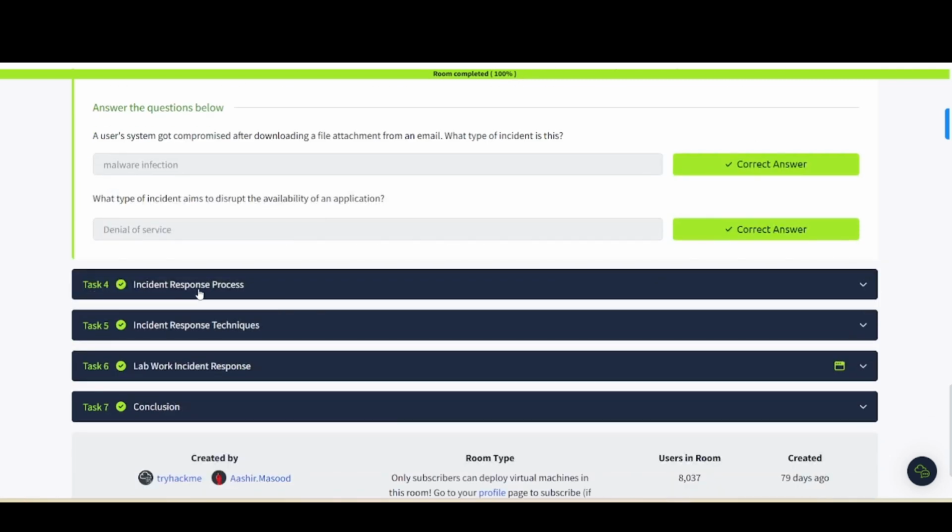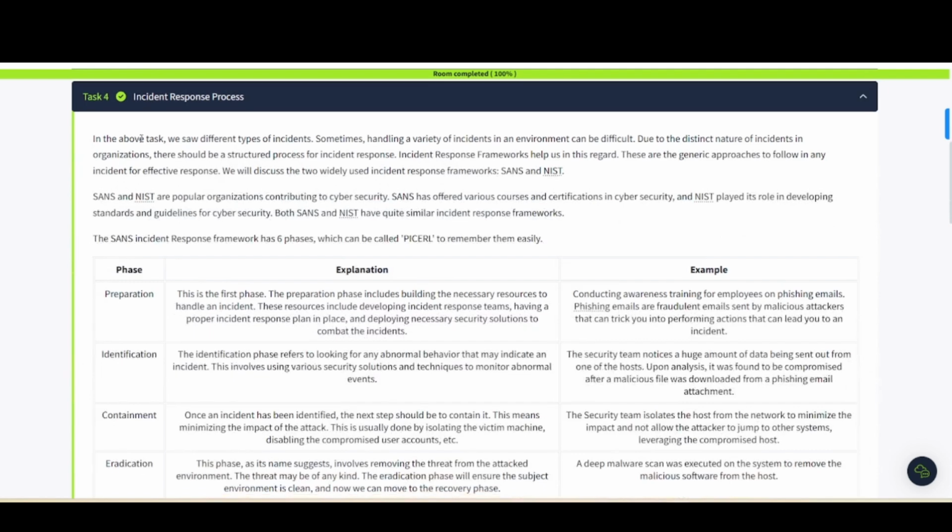Task number 4, incident response process. In the above task, we saw different types of incidents. Sometimes handling a variety of incidents in an environment can be difficult due to the distinct nature of incidents in an organization. There should be a structured process for incident response. Incident response frameworks help us in this regard. These are the generic approaches to follow in any incident for effective response.